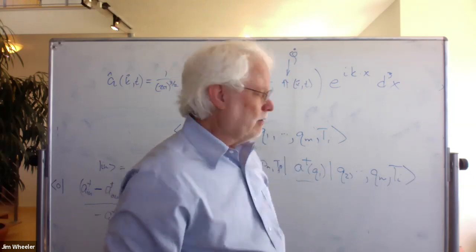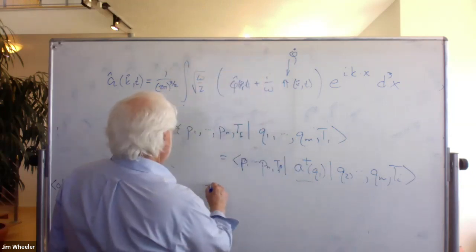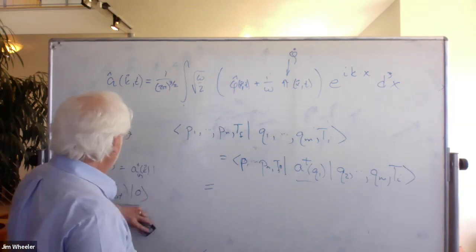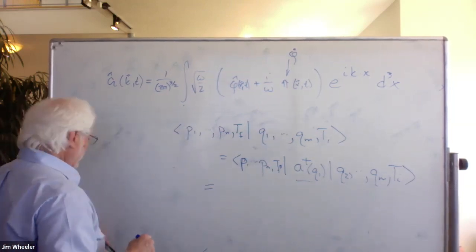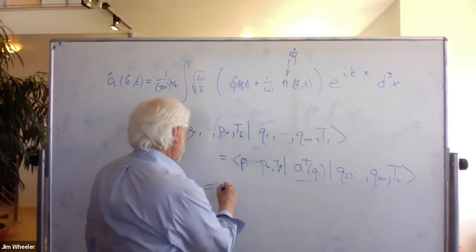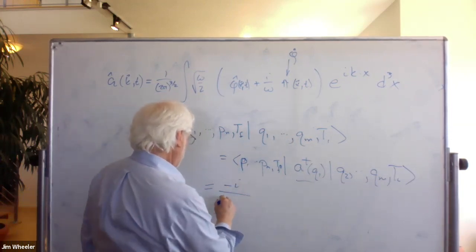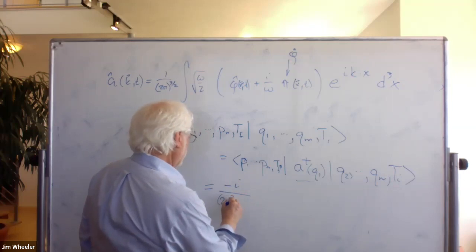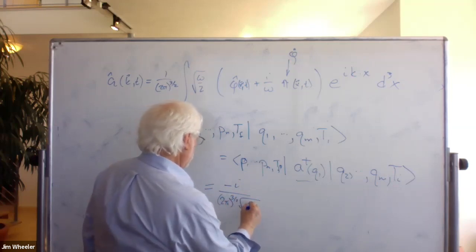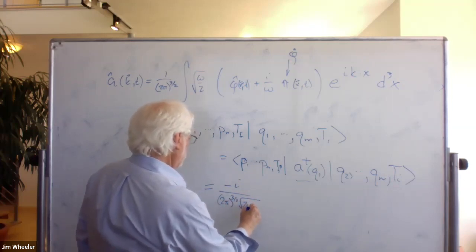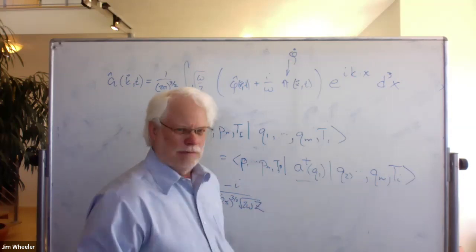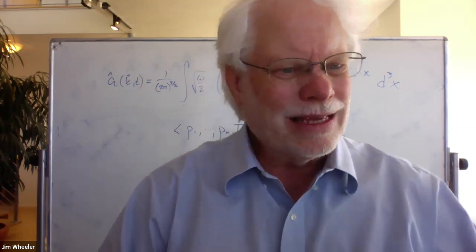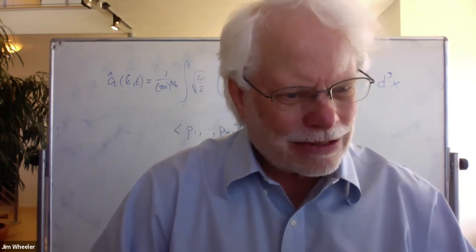That's just what we're doing. Okay, so we're going to get this amplitude for a dagger, where we had a minus i over 2π^(3/2) root 2 omega, capital Z. And then, yep, that's right.